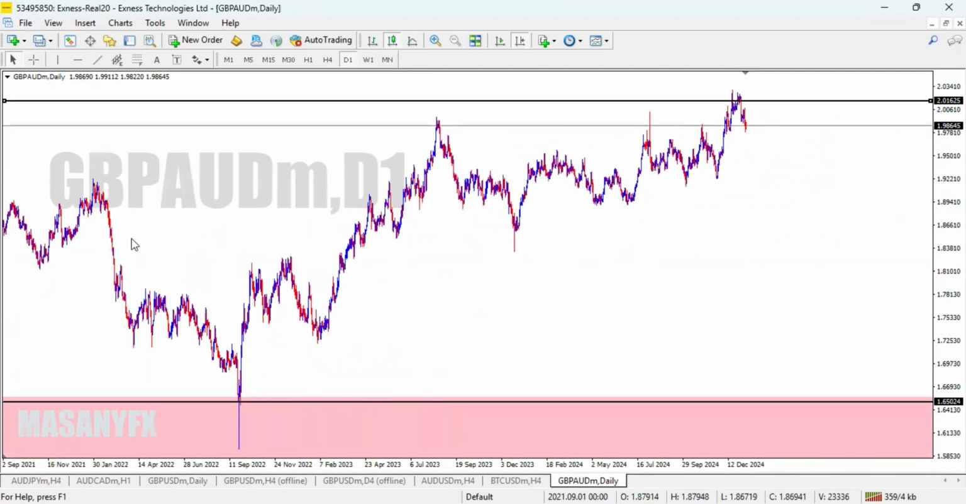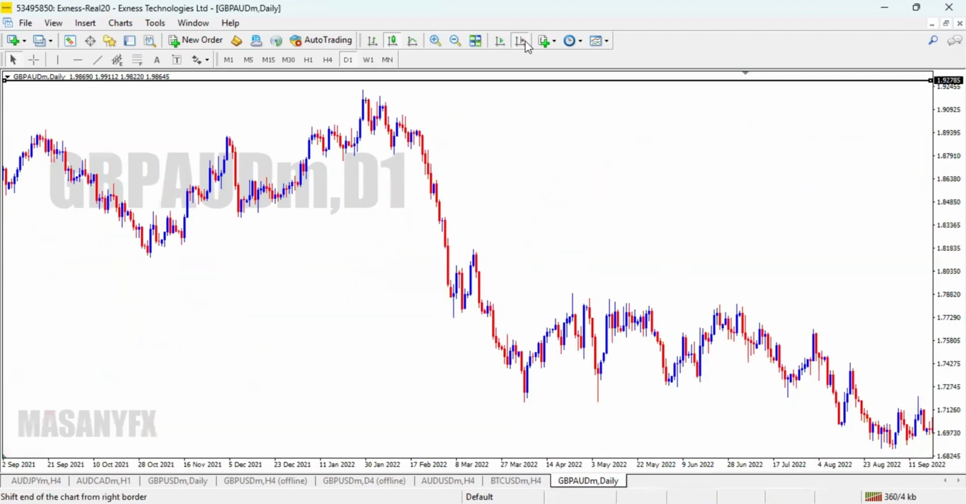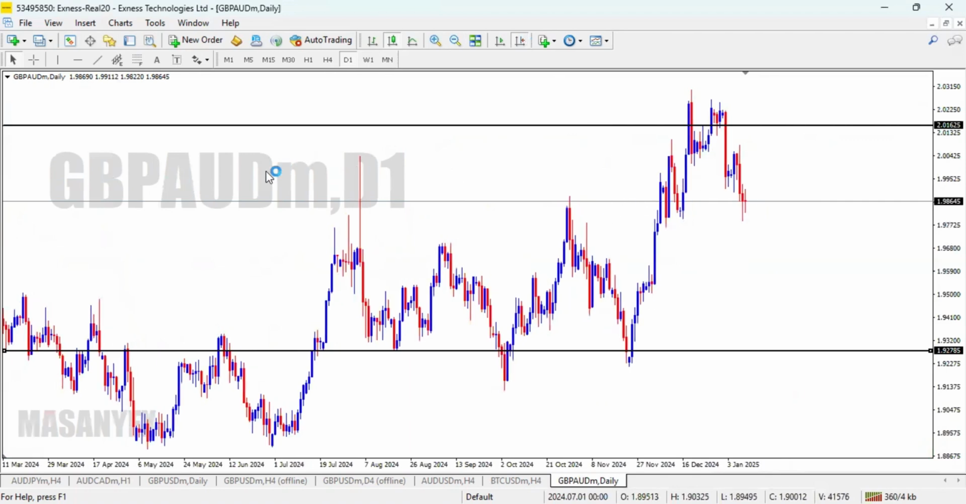Okay. What I see here is a lot. But I know that I need to look for buying opportunities. Let me use another line. This is what I see.